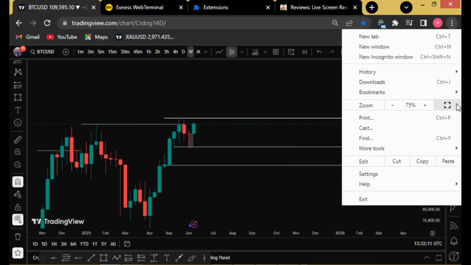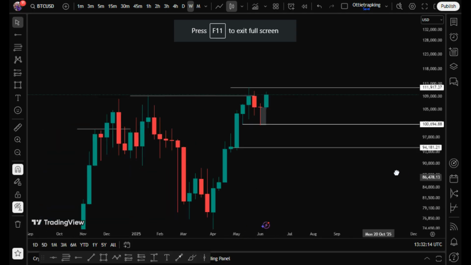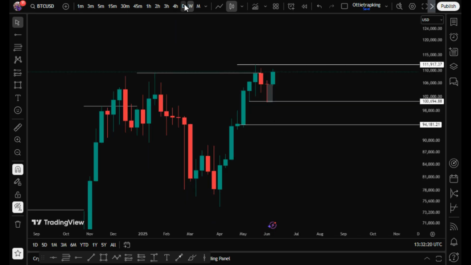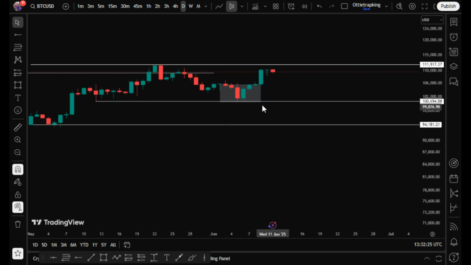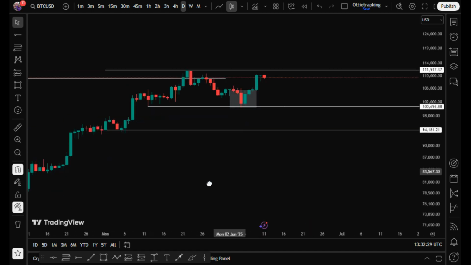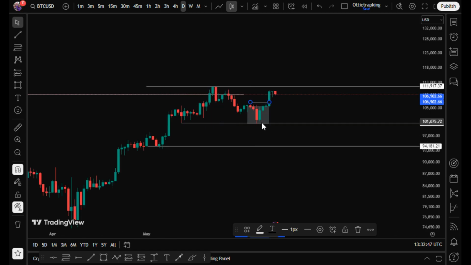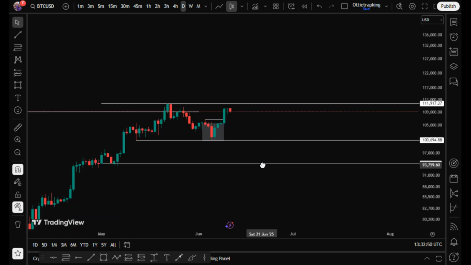What I need to do is to maximize this so that we can view it properly. As you can see from the daily liquidations, the market came and swept at this level, then failed to close. And also the market managed to break this higher low over there, and it came and swept the liquidity here and took the liquidity, and the market is on the move to the upside.